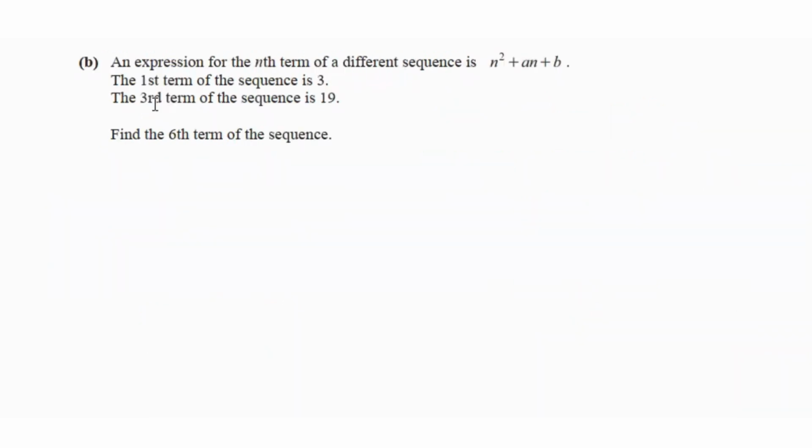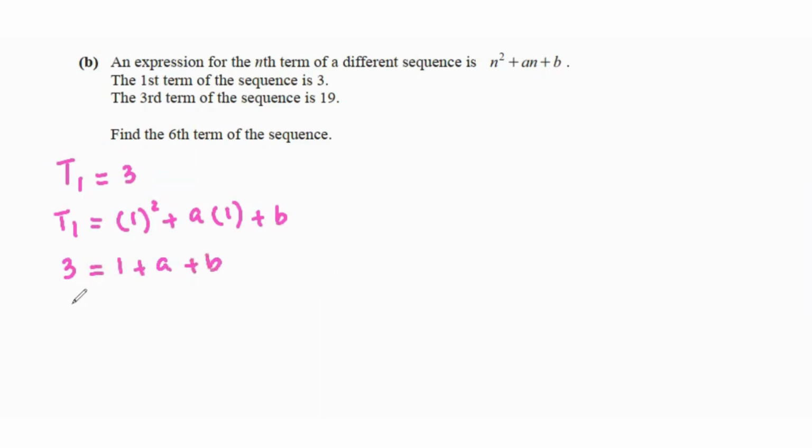Part B says an expression for the nth term of a different sequence is n squared plus an plus b. The first term of the sequence is 3. The third term is 19. Find the sixth term of the sequence. T1 is 3, which means T1 would be 1 squared plus a times 1 plus b. And that's 3 equals 1 plus a plus b. And that's 3 minus 1, and that's 2 equals a plus b. That is our first equation.